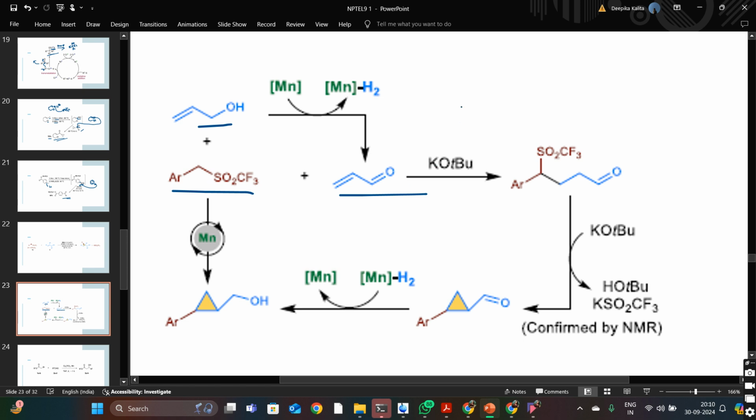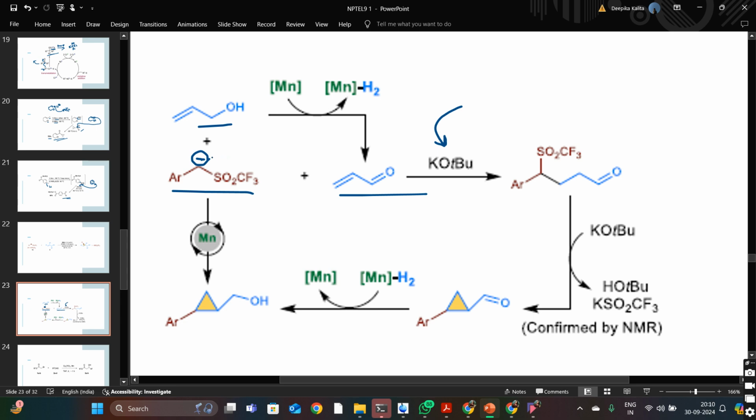We are adding a strong base to the reaction medium. This base is now going to take up a proton from this part, because the protons which are present on this carbon are highly acidic, and this acidity is governed by the presence of this CF3SO2 group. The anion that we are going to generate after deprotonation is highly stabilized because of the presence of this aryl group and this SO2CF3 group. So this is why we are going to generate an anion at this position using potassium tertiary butoxide base.